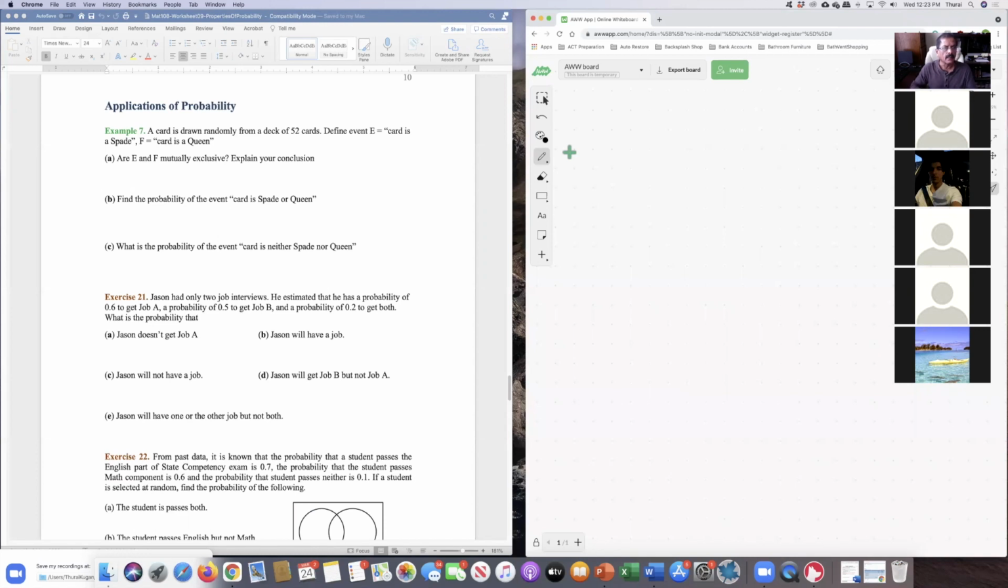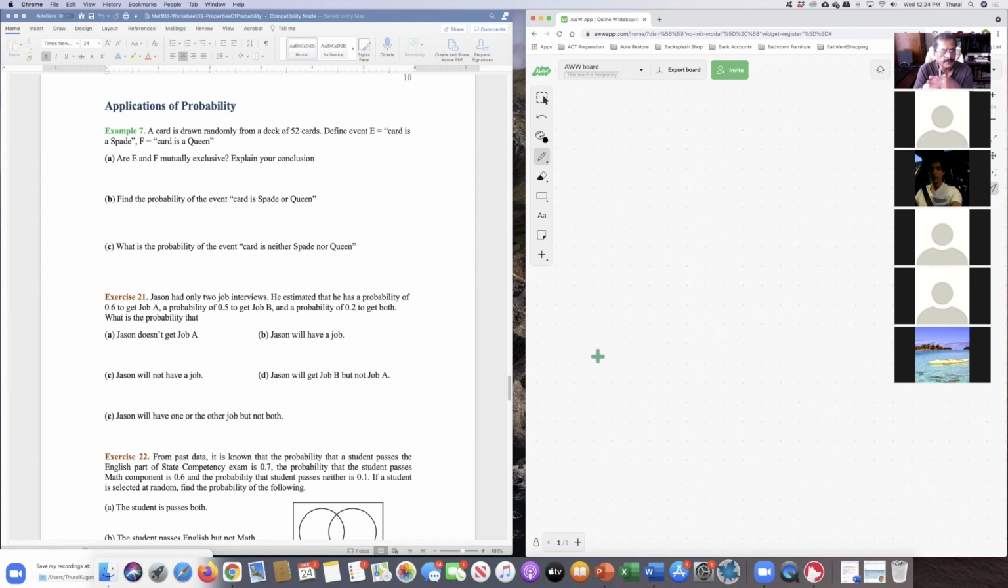From a deck of cards, a card is randomly drawn. E is the card is a spade, and F is the card is a queen. The first question is, are they mutually exclusive? Explain your conclusion. They're not mutually exclusive because, to be mutually exclusive, the intersection should be empty. There should be nothing common, so that both events should not happen at the same time. But these two events can happen at the same time. There is something common, and that is the Queen of Spade. Queen of Spade is in both E and F. So therefore, it's not mutually exclusive.